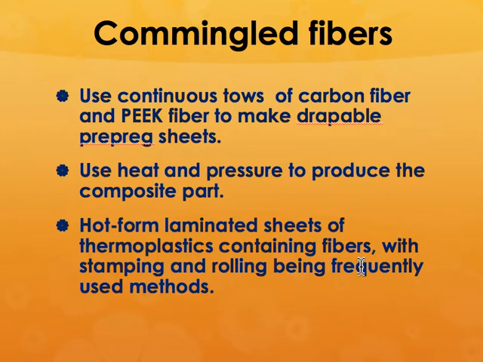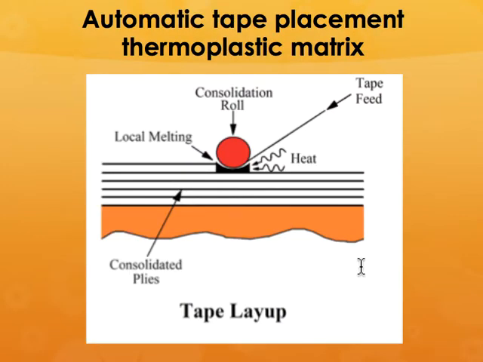When you are making thermoplastics, you can also have commingled fibers. So you can have continuous tows of carbon fiber and PEEK fibers to make drapable prepreg sheets. The advantage is that you can control the properties in different directions, and you can control the material or the fiber that is in different directions.